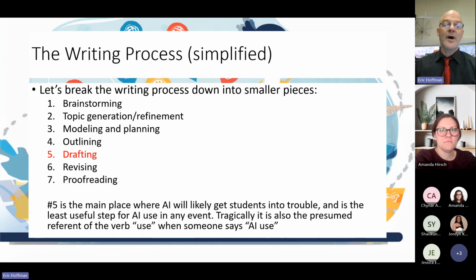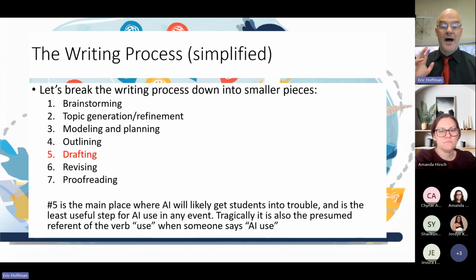So the point that I want to make here is that often when we talk about our students using AI, we mean one particular step, and that is step number 5. That is the drafting step. We don't often mean, are they using it for brainstorming? Are they using it for modeling or topic refinement? Typically, when faculty, or people in general, to be honest, are talking about using AI, they mean very specifically that drafting step, right?